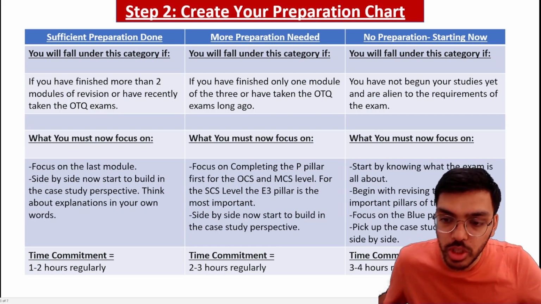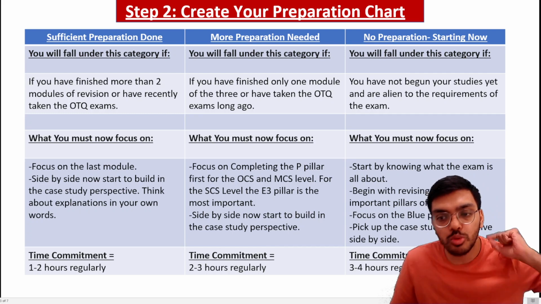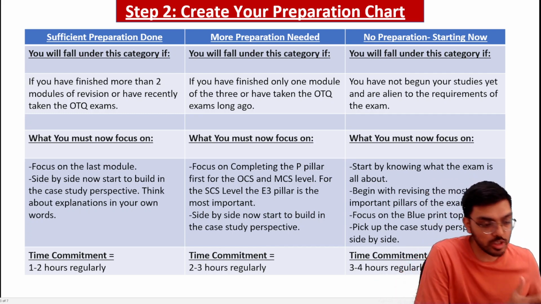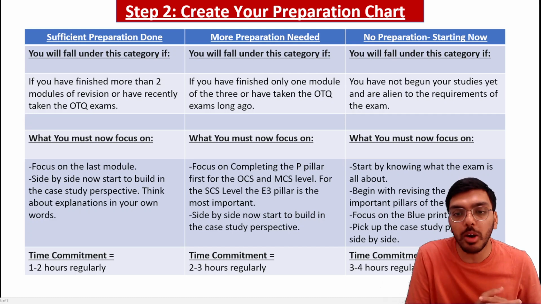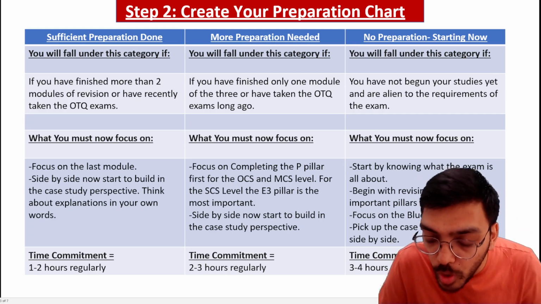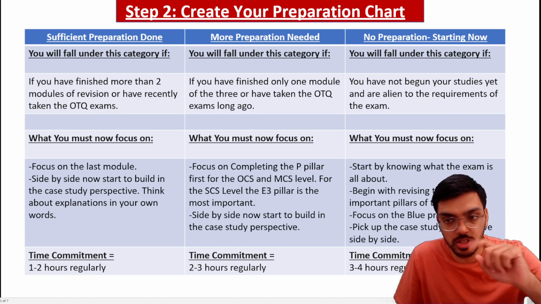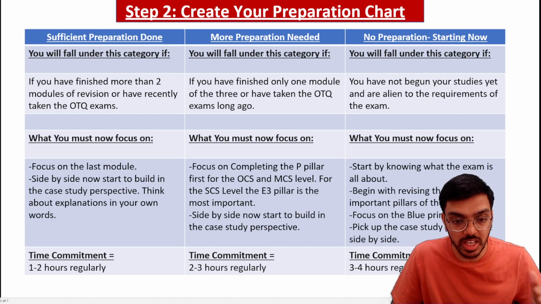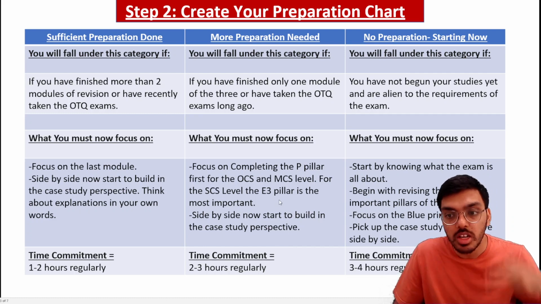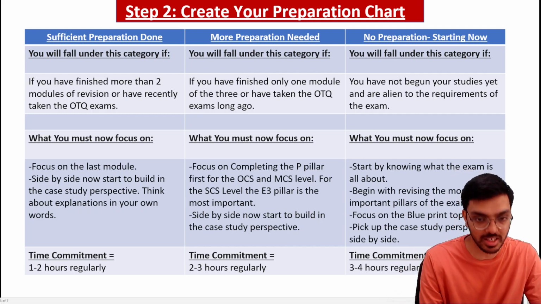So I will give you the direction, I will give you the material, I will give you everything that you need to start, everything that you need to know about this exam. Chronologically, it will be introduced one by one by us. So first is, start by knowing what the exam is. Second, begin with revising the most important pillar of that exam.